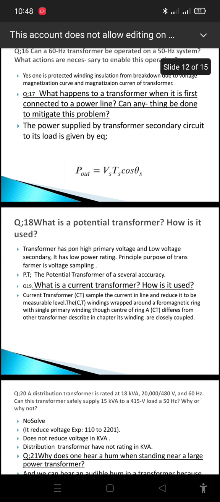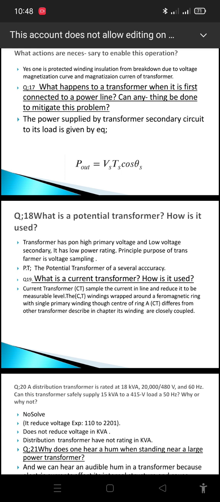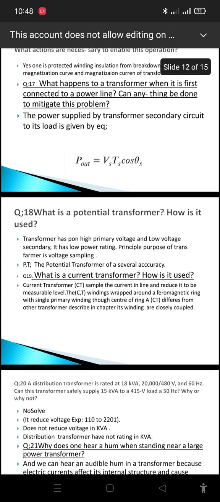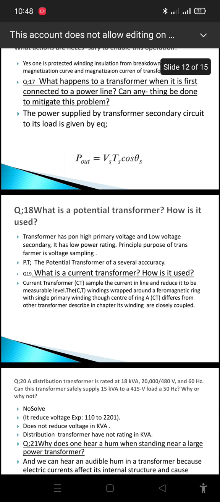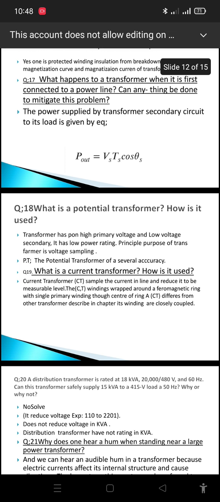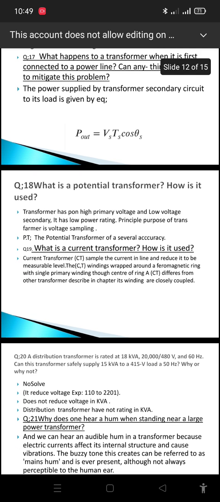What is a current transformer? How is it used? A current transformer, CT, samples the current in the line and reduces it to a measurable level. The CT windings are wrapped around a ferromagnetic ring with a single primary winding through the center of the ring. A CT differs from the other transformers described in the chapter. Its windings are loosely coupled.